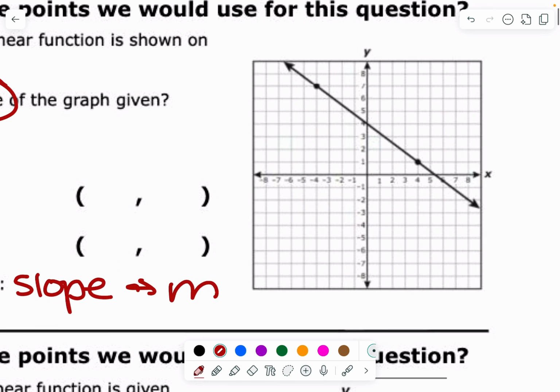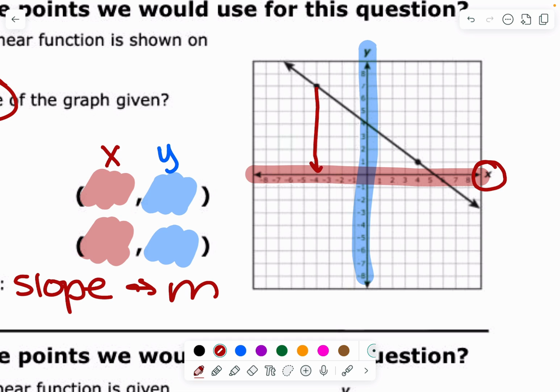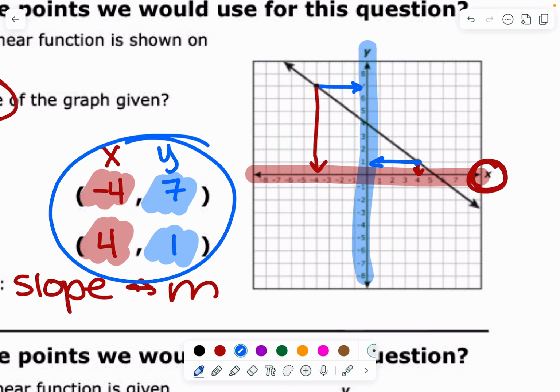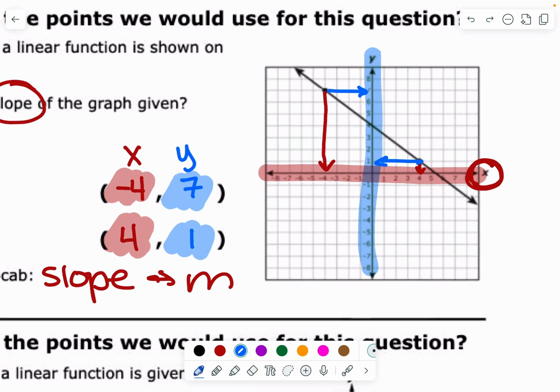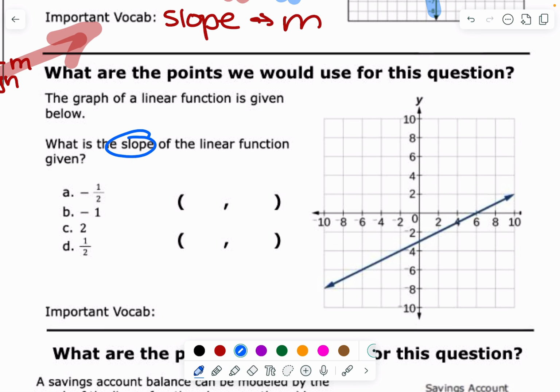So when I look at the points, I want to look at my x and then my y. So I have my x value, then I have my y value. For my first point right here, my x value is going to be -4. My y value is going to be 7. That's my first point. Now my next one is 4 for my x, and then my y is 1. Then you would put these in Desmos, but right now we're only practicing getting the points because it's a little difficult for everybody.